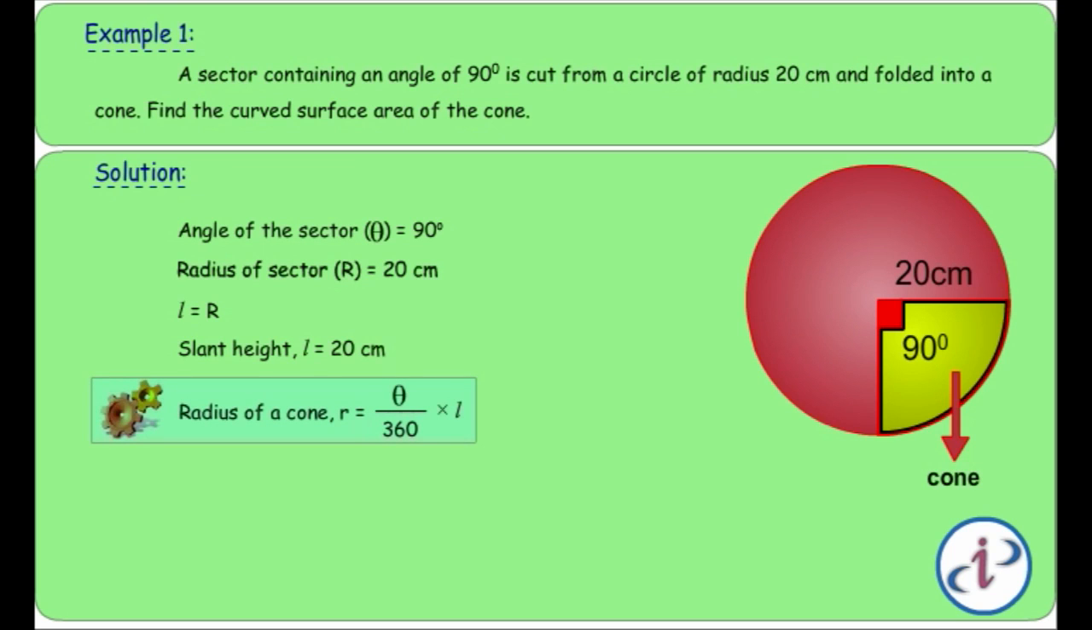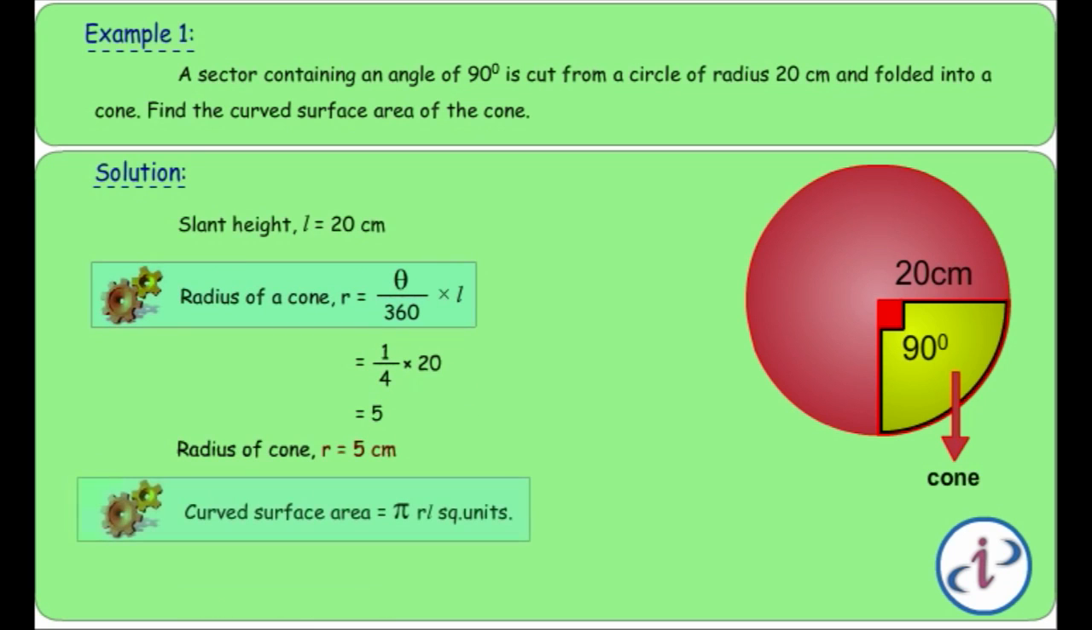Radius of a cone r is equal to theta by 360 into L. Substituting the values of theta and L and simplifying, we get 5. That is, radius of cone r is equal to 5 centimeters. Curved surface area of cone is equal to pi r L square units. Substituting the values of r and L, we get 100 pi. Thus, curved surface area of the given cone is equal to 100 pi centimeter squared.